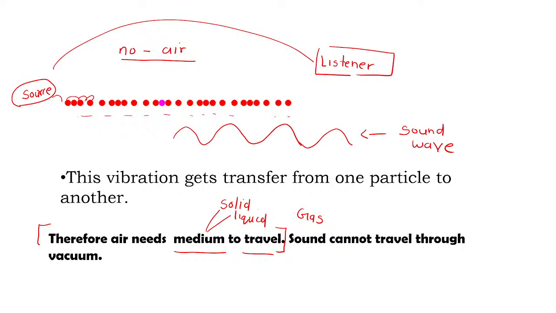Sound does not travel in vacuum. What do you mean by the term vacuum? Vacuum is a place where there is no medium at all. Okay, there is no medium at all. There is no solid molecule, there is no liquid, there is no gas molecule, there is nothing in that. That's called a vacuum. Okay, there sound cannot travel.